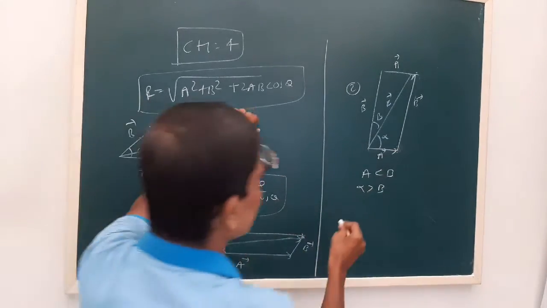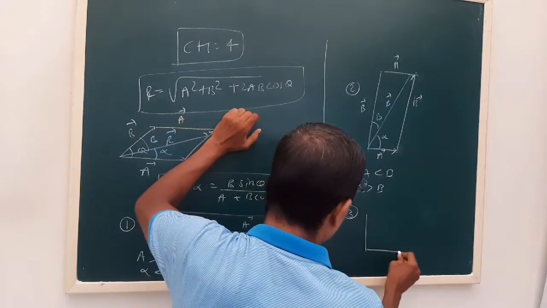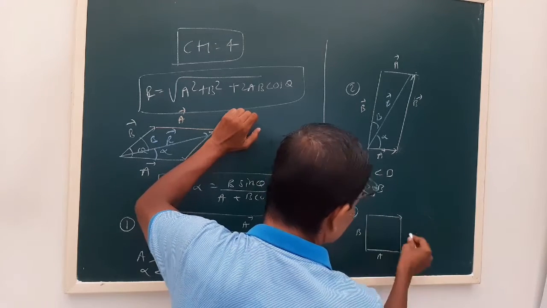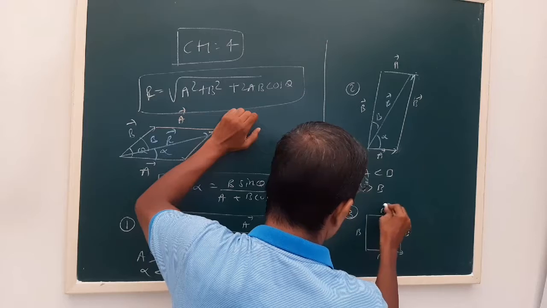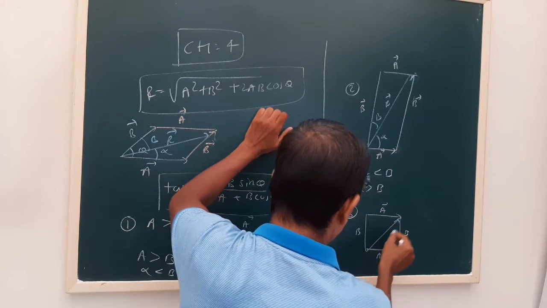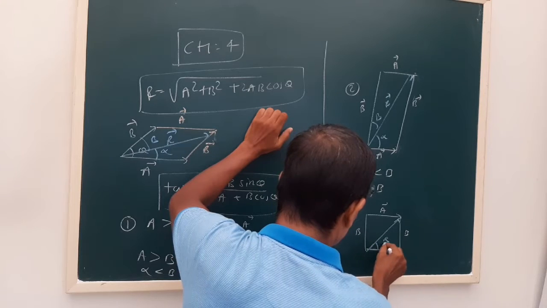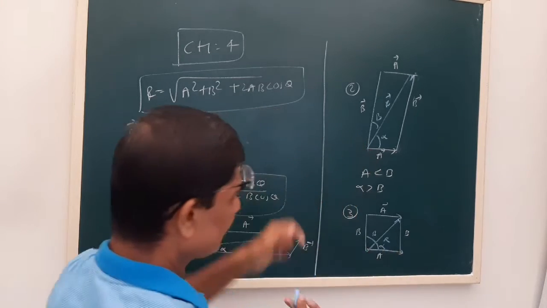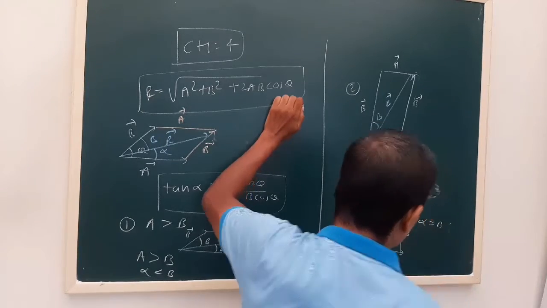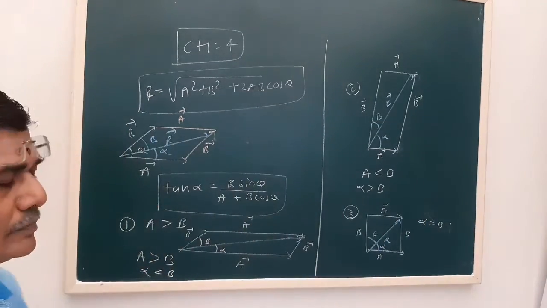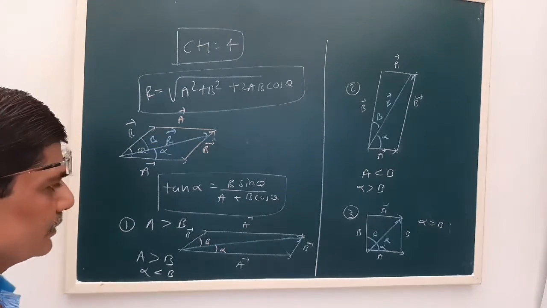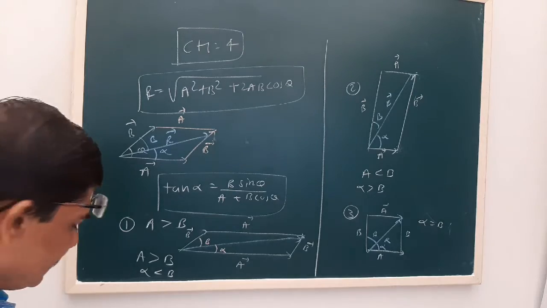And third, we have to keep in mind, let us say A and B are equal. Then R is the resultant, and we can see alpha and beta will be equal. So this is an application of the formula which we derived, for the addition and subtraction of vectors.